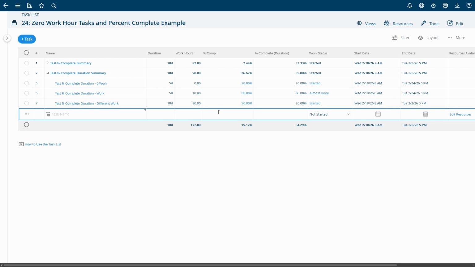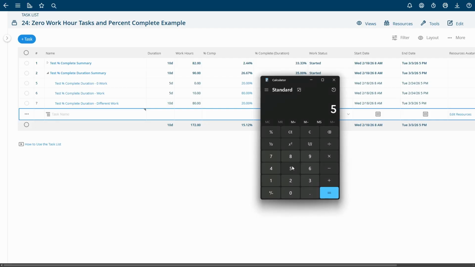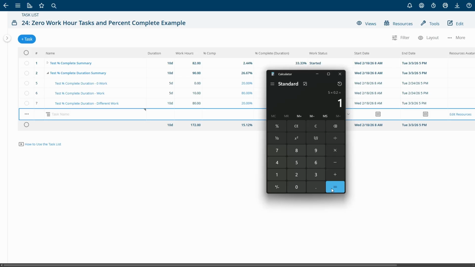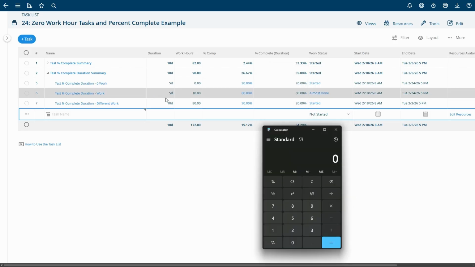from the work hours. So if we take 5 workdays times 0.2 for 20%, that equals 1 day. Now if we take 5 days and multiply that by 0.8 for 80%, we get 4. And now if we take 10 days and multiply that by 0.2 for 20%, we get 2. So now adding all these together, 2 plus 4 plus 1, we get 7 total workdays.